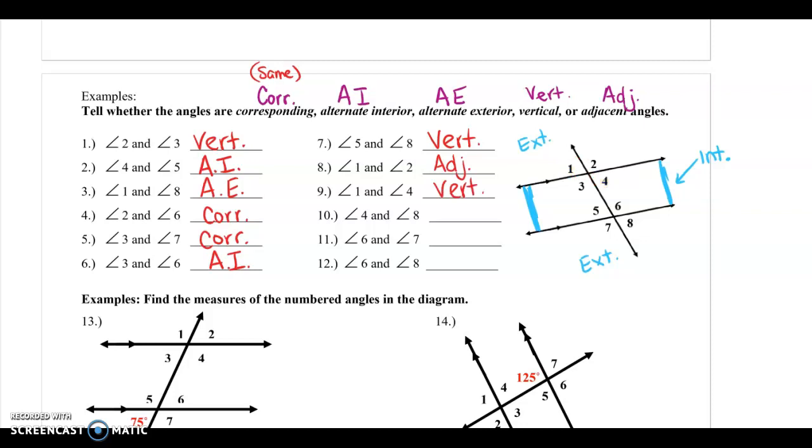4 and 8, I've got one on the inside and one on the outside, which means they can't be alternate interior or alternate exterior, but they're in the same position. They're in the bottom right of the clusters. So if they're in the same position, they're corresponding. 4 and 8 we did, so 6 and 7. 6 and 7 make those V's again, so those are going to be vertical angles. And our last are 6 and 8. They're right next to each other, shoulder to shoulder, so they share that shoulder right there. That would make them adjacent.